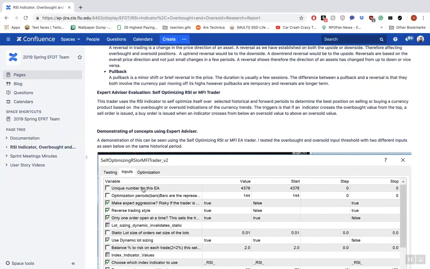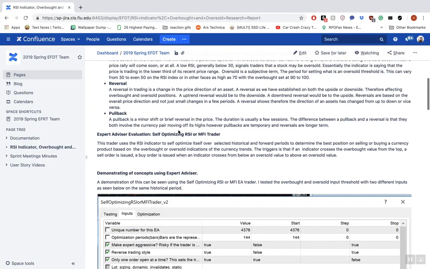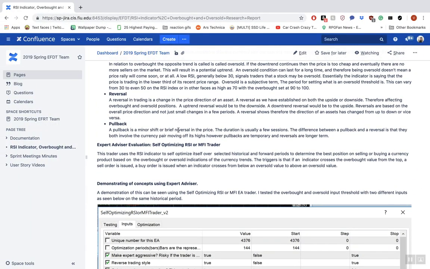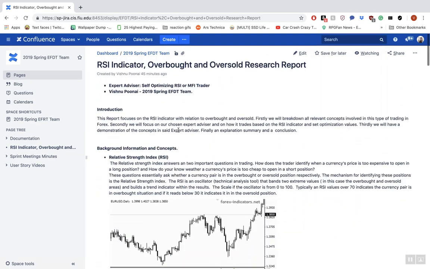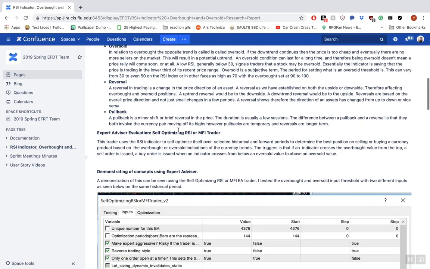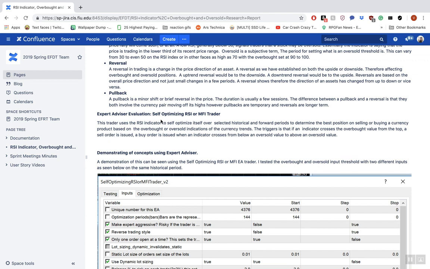Okay, now let's go on to what we use to optimize or look at this research, and that's our expert advisor, which is the self-optimizing RSI trader. For the purposes of this research and this demonstration, we chose to stick to the RSI indicator.